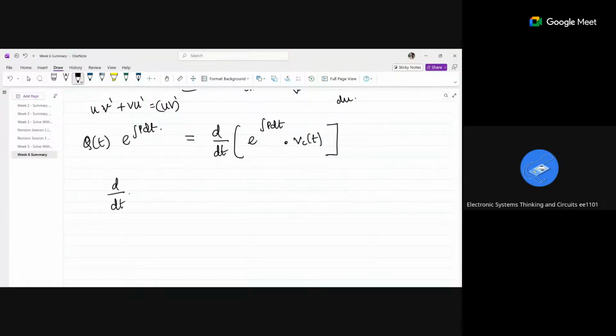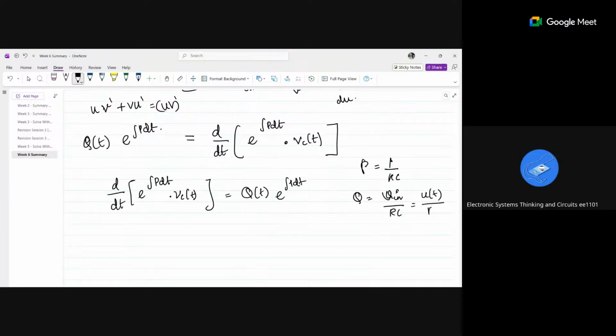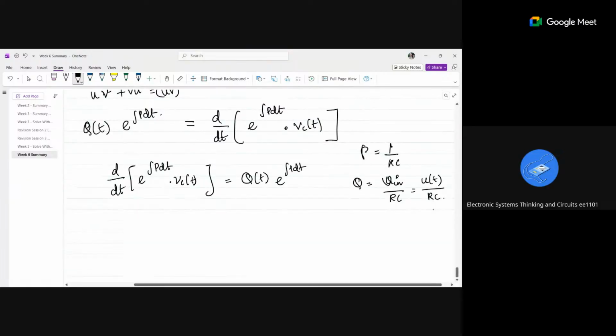So d by dt of e power integral p dt dot Vc of t equals q of t e power integral p dt. Now we know p is equal to 1 by rc, q of t is equal to v in by rc, and my v in is nothing but a step input, so u of t by rc. Now I am going to apply it in the question.